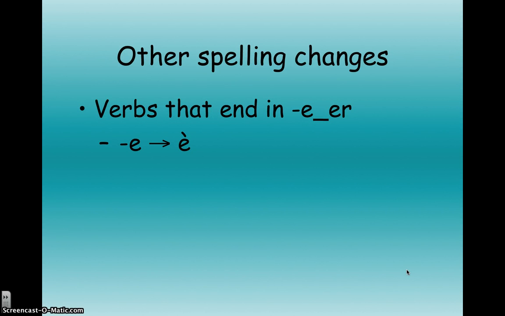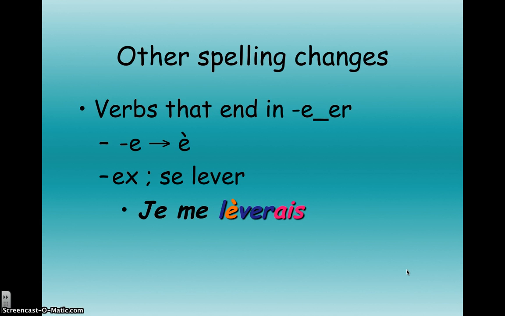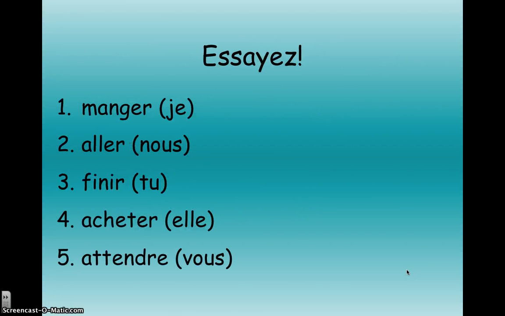ER, we got that E to E grave. Se lever, me lèverai. Achèterai is another one that falls in that category. You also had the double consonants like jeter. So give it a try. Pause the video and try these out, and I'll go over the answers.